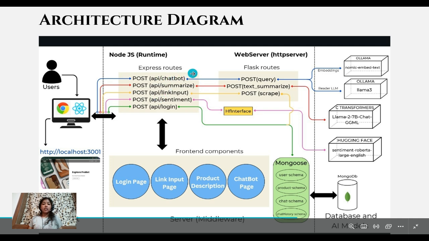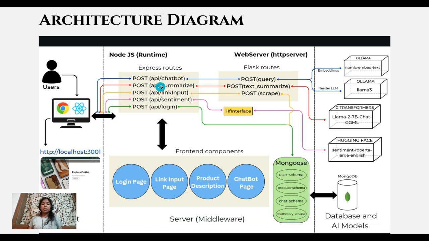Here there are Express routes: chatbot, summarize, link input, sentiment, login, different post requests for the multiple requests. And Flask, here we are using Flask routes because sometimes Express routes will not be able to handle the requests through the AI models. So the Flask routes come into the picture at this time.